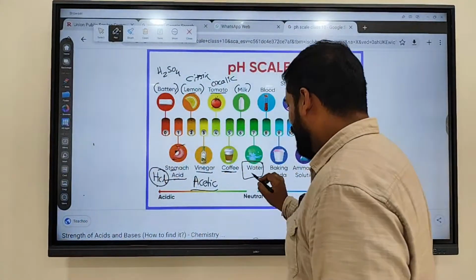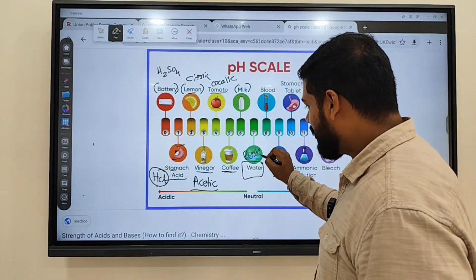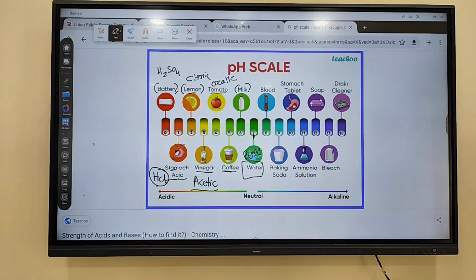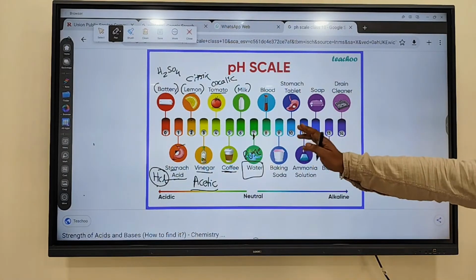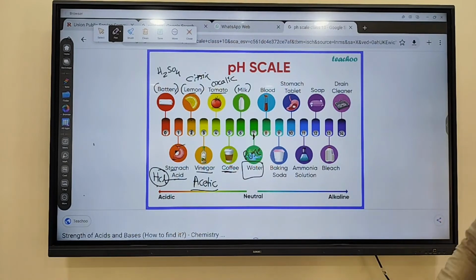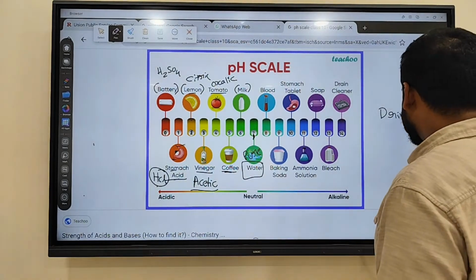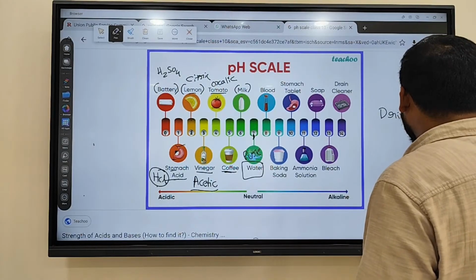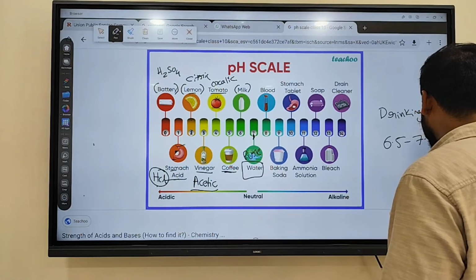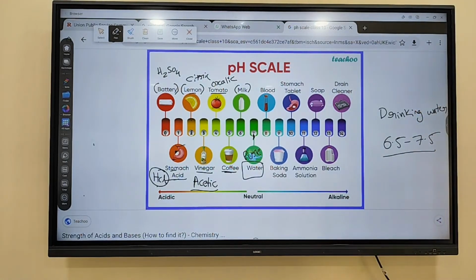Then water, not the normal water, the pure water. The pH value of pure water is 7. Pure water means which water? Pure water means drinking water, fresh water, distilled water. Distilled water is pure water, and its pH value is 7. Drinking water pH value is 6.5 to 7.5. That is the drinking water pH value range.